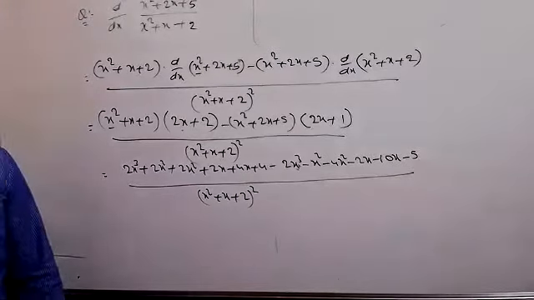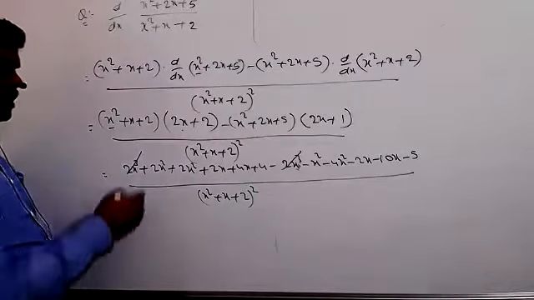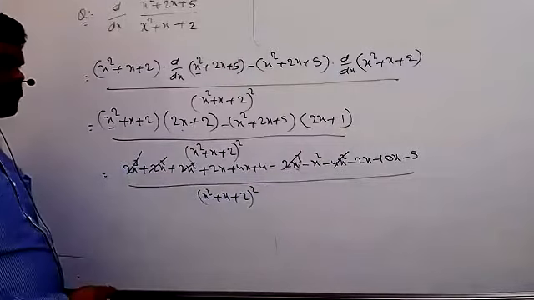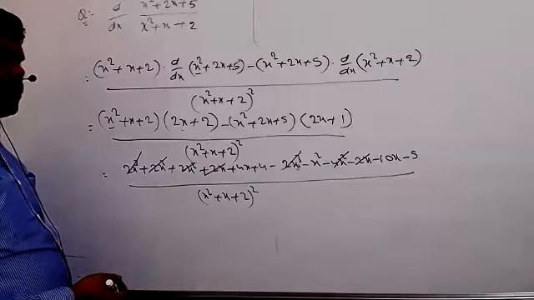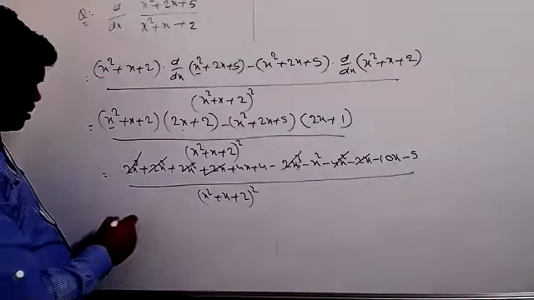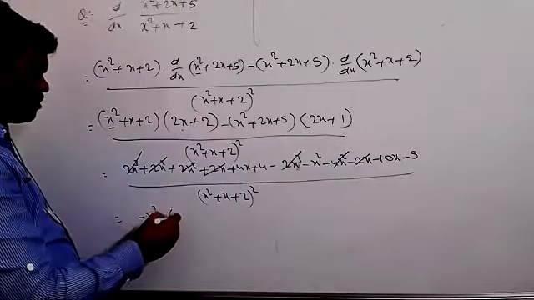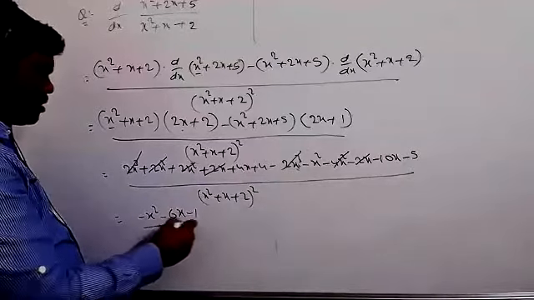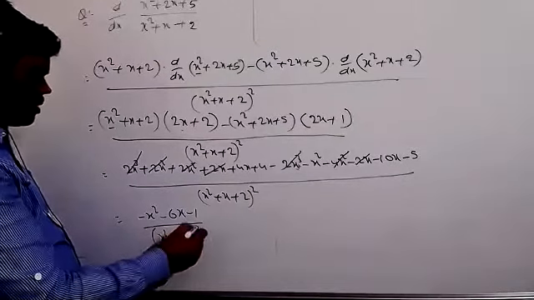Now simplify that. These terms will be cancelled. Plus and minus will be cancelled. Here 2x square and minus 2x square cancel, and plus 2x minus 2x will be cancelled. Now what is remaining here? Minus x square, minus x square, and plus 4x minus 10x equal to minus 6x. 4 minus 5 equal to minus 1, whole by x square plus x plus 2 whole square.